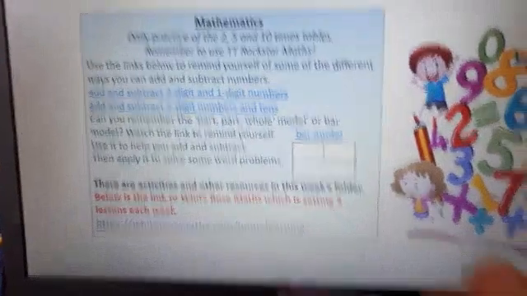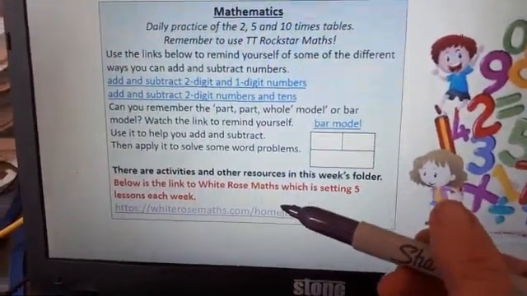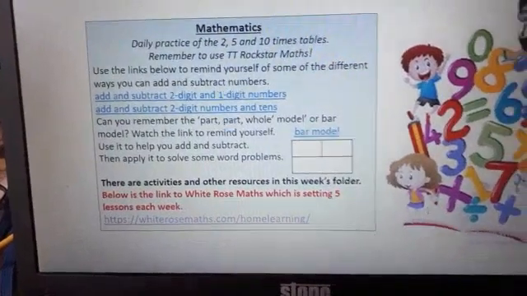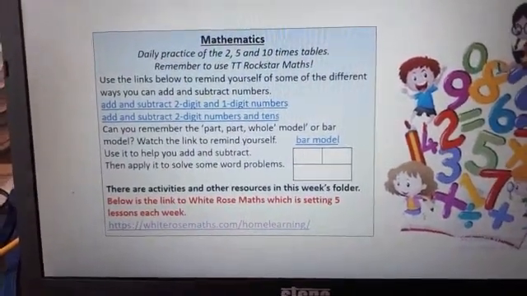You can also use the White Rose Maths link to do other maths. But whatever you do, enjoy it.